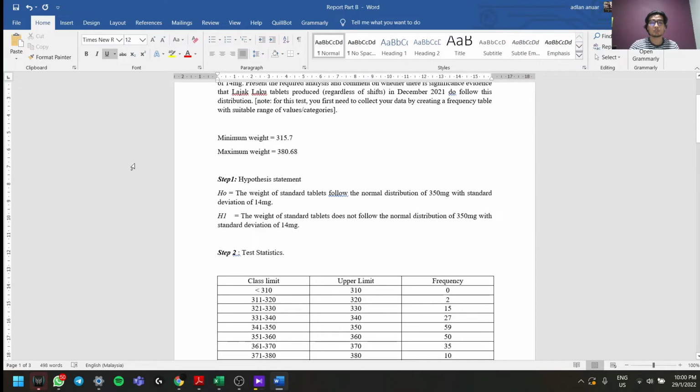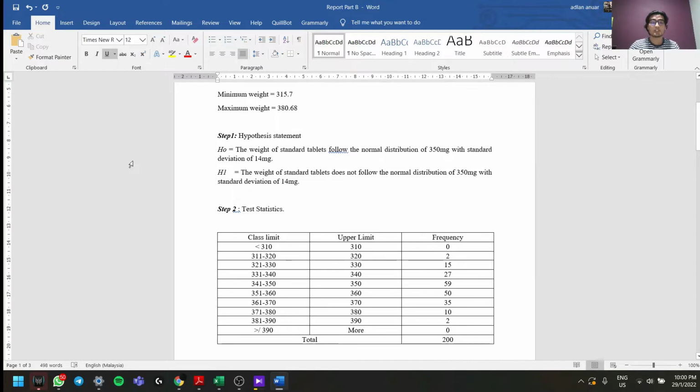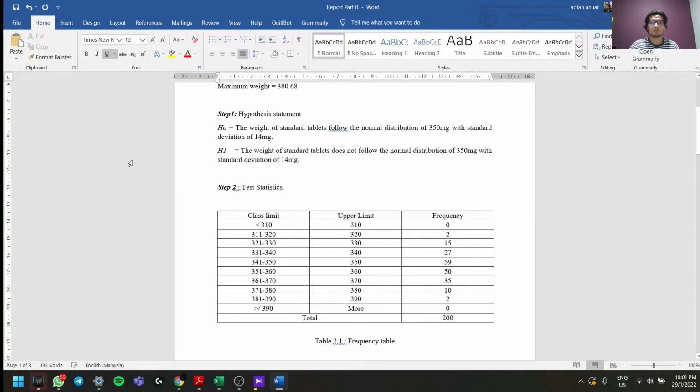For this question, I divide my task into several steps. The first step is the hypothesis statement. H0 is that the weight of the standard tablet follows the normal distribution with mean 350 mg and standard deviation of 14 mg. H1 is that the weight of the standard tablet does not follow the normal distribution with mean 350 mg and standard deviation of 14 mg. The next step is the test statistic.